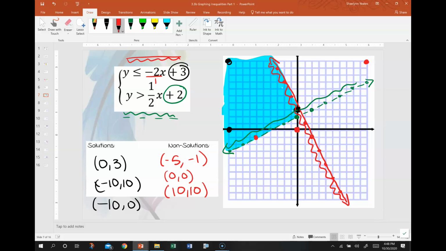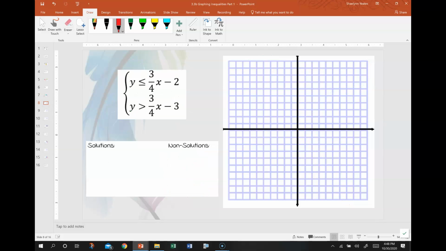Okay? All right, let's try this again. So we're going to go ahead and graph this. Our first line, we're going to start on negative 2. And we're going to go up 3 over 4. Then to go the other way, we go down 3, left 4.